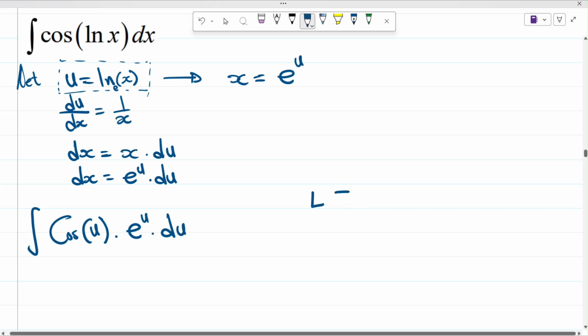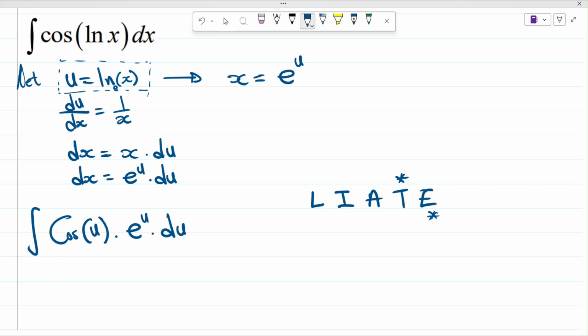Now we can just apply LIATE. You understand? So now we can identify our functions. We've got an exponential function and a trigonometric function. So according to LIATE, the function that comes first, we differentiate it, and the function that comes last, we integrate it. You understand?